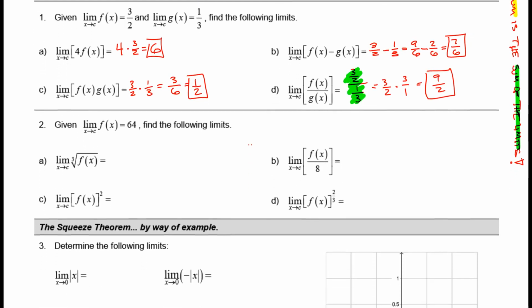So for this one, we're given the limit of f of x as x approaches c is equal to 64. So all we're told, again, we know nothing about the function f other than the limit as x approaches c, and that is equal to 64. So let's take a look here and see if we can figure out the value of these limits using the properties from above.